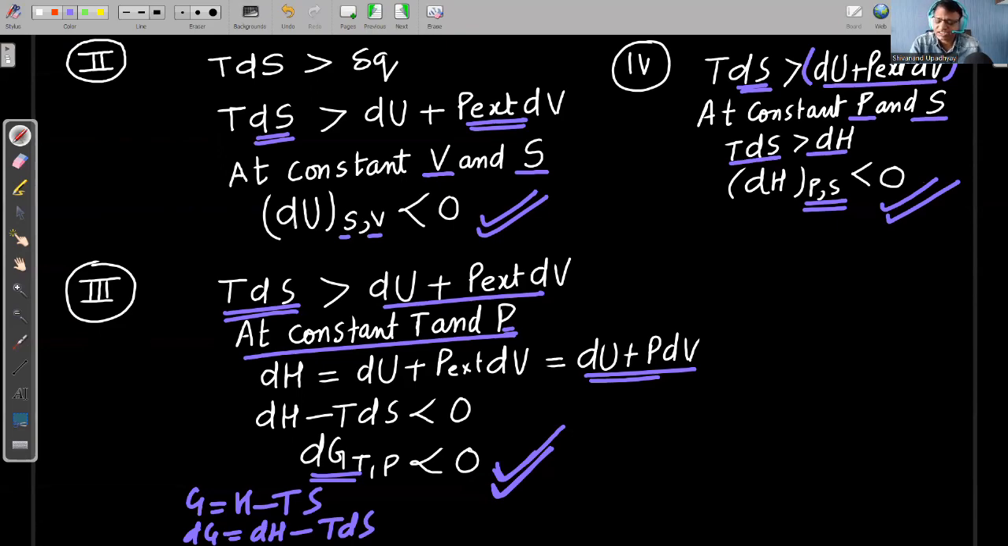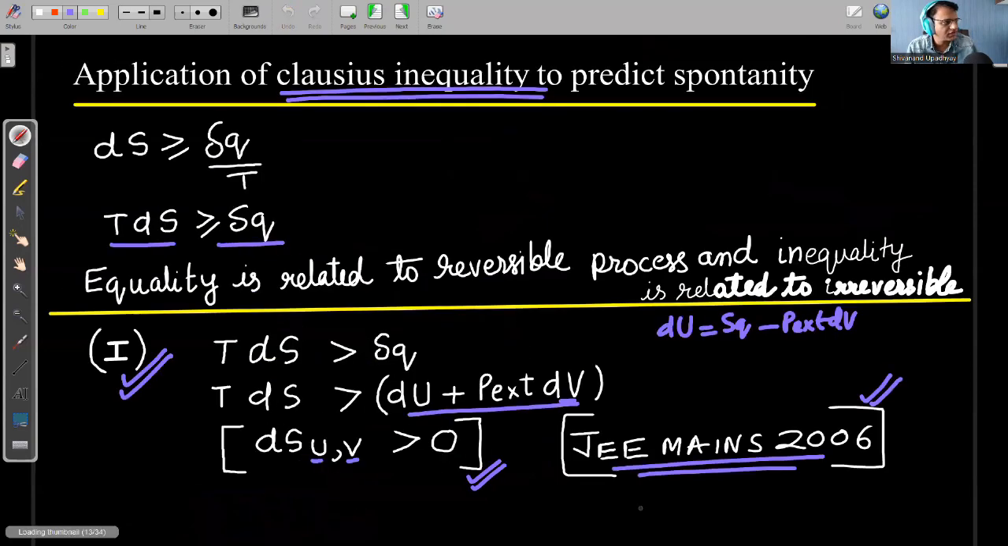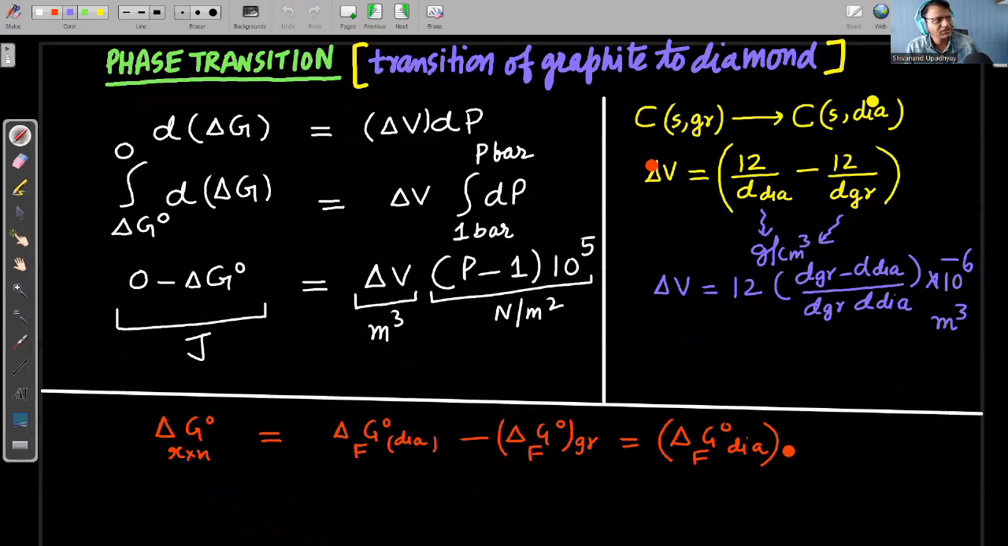Similarly, we can say that the change in internal energy at constant entropy and volume should be negative for a spontaneous process, or the change in enthalpy at constant pressure and entropy should be less than 0 for a spontaneous process. Or we can say that the change in entropy at constant internal energy and volume should be positive for a spontaneous process, right? So this is very important.